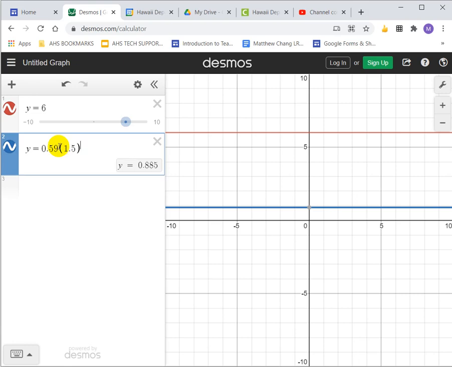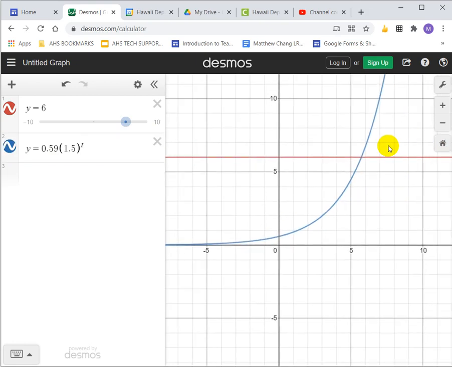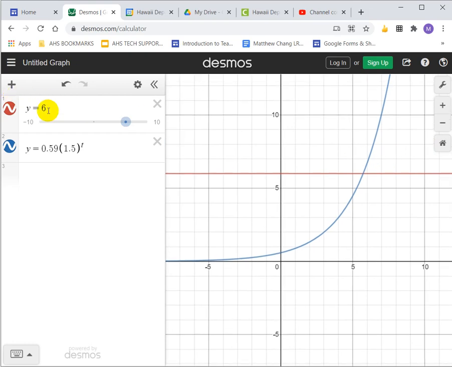to press shift 6 for the caret and just raise to the power of, we could put like this keyword, yeah, so we can put t, or you could put x if you want to, if that helps. Okay, so based off this, we're trying to look for a solution to these two equations. So the solution to these two equations can be found if we just click on the intersection point right here.